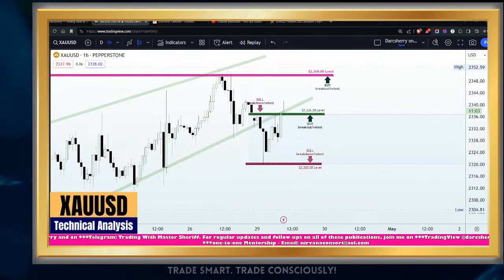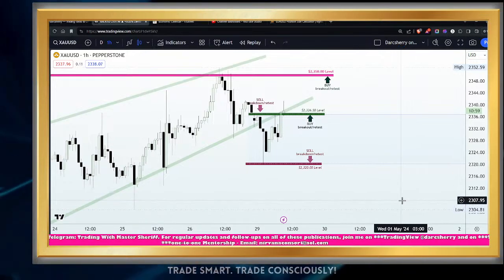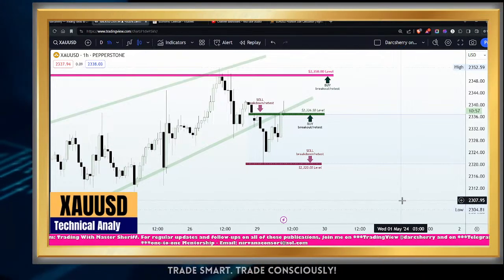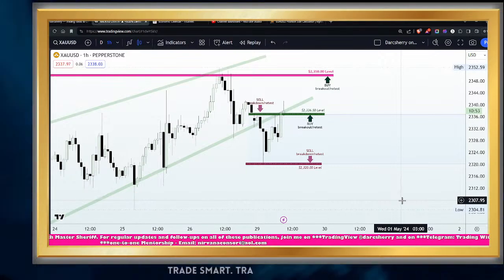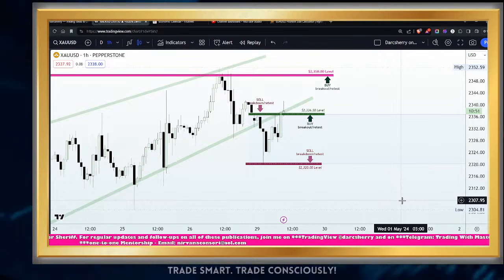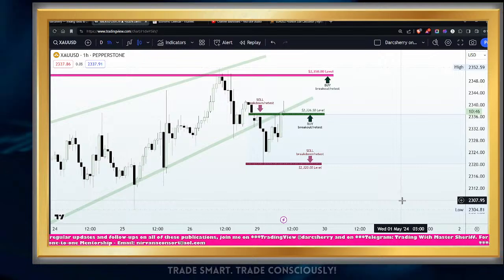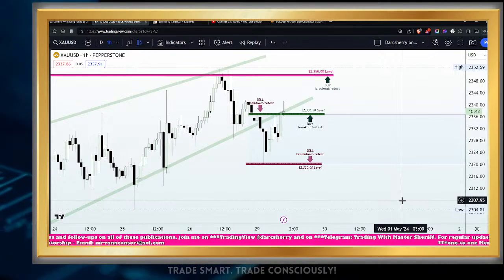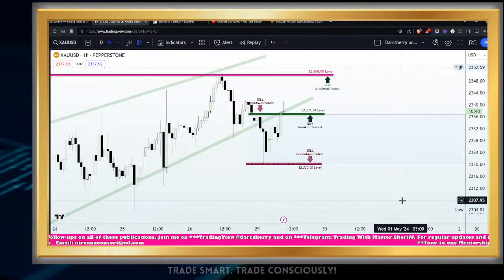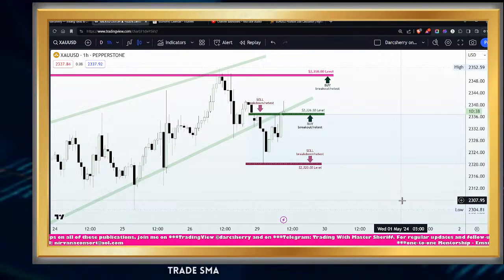All right, so the final asset we are going to be looking at this morning is my favorite amongst them all, and that is the XAUUSD, popularly known as the gold spot. And what an interesting situation we have here this morning as the market is beginning to make some sense after breaking down some significant structures.